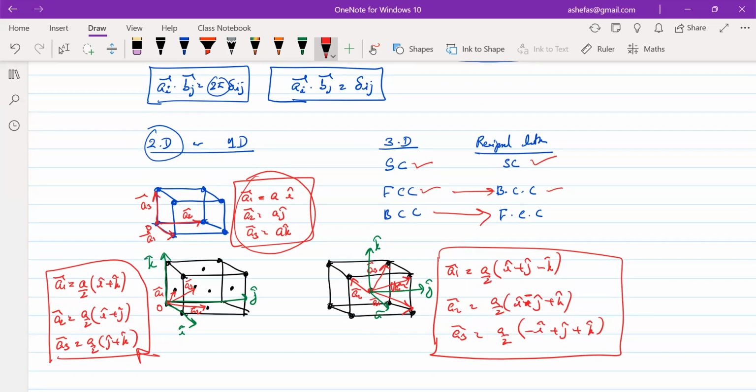So that's all for the discussion about the reciprocal lattice. Next we'll discuss the problems related to the reciprocal lattice in the next videos.